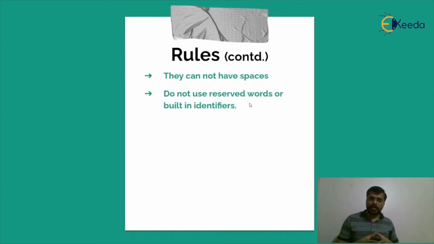As a rule, you should not have spaces in a variable name, which we already saw. We should not be using reserved words and built-in identifiers. The reserved words that we already saw, a few of them, like int, float, str for string, are reserved words by Python. Of course, it's not hard and fast. Python does not give any kind of penalty if you use them, but it is always advisable not to use those special keywords and built-in identifiers.